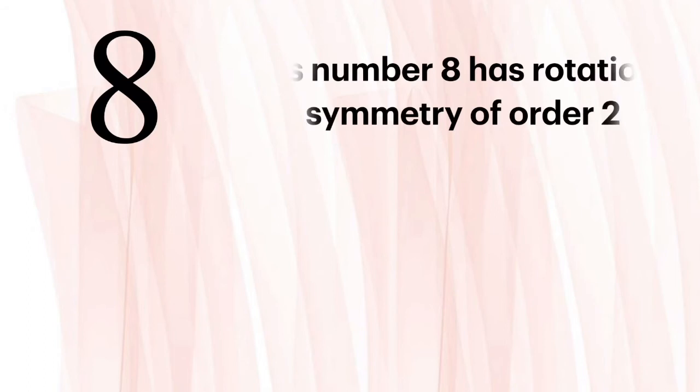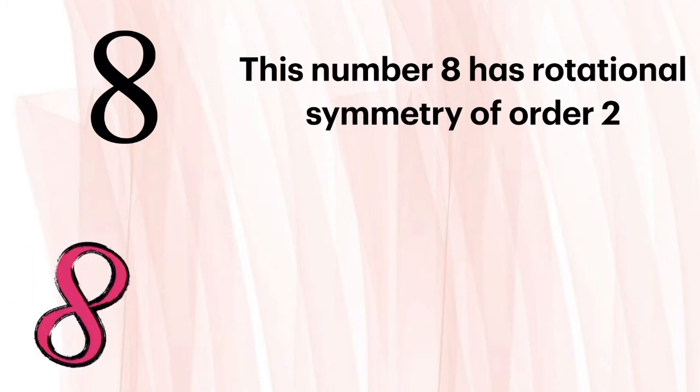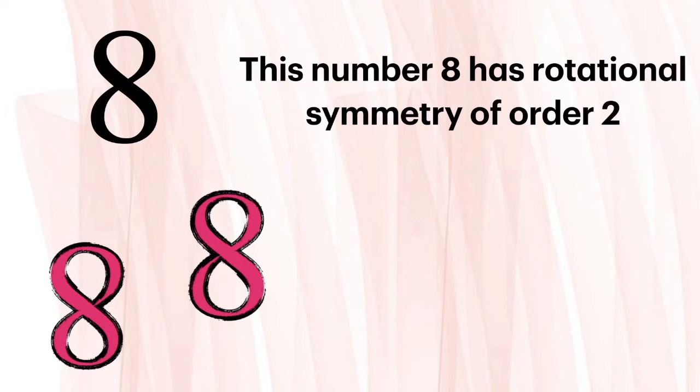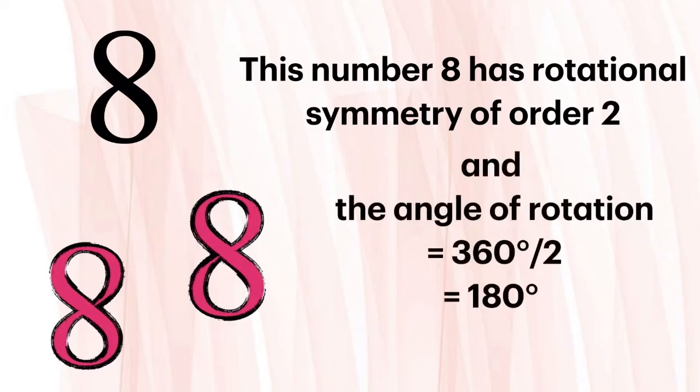We have an example of 8. This number 8 has rotational symmetry of order 2. We all know this. When we rotate this 8, 2 times we get the original shape in one complete rotation. Hence, if we want to find out the angle of rotation here, we can say that angle of rotation is equal to 360 divided by 2, which is equal to 180 degrees. It means that the first original shape we get after 180 degrees and the second original shape we get after covering 180 plus 180, that is 360 degrees.